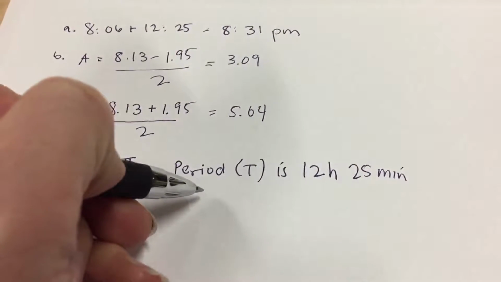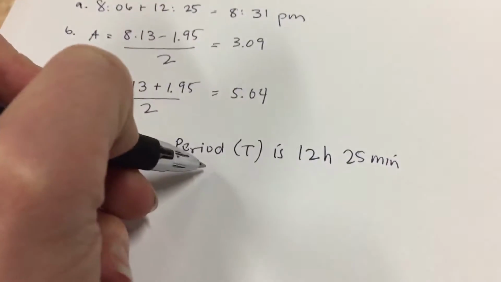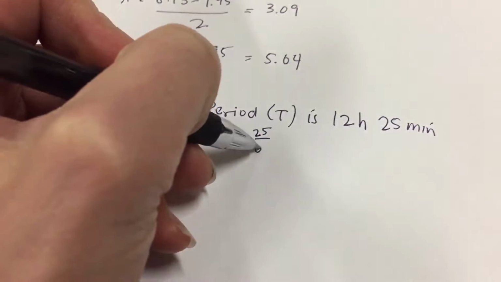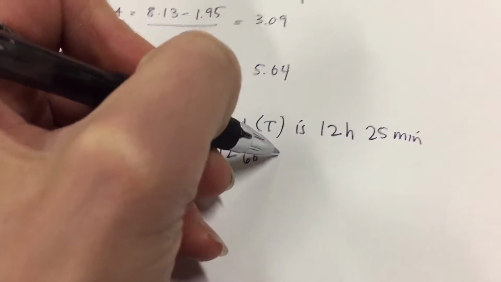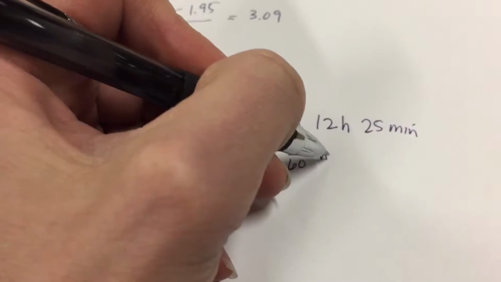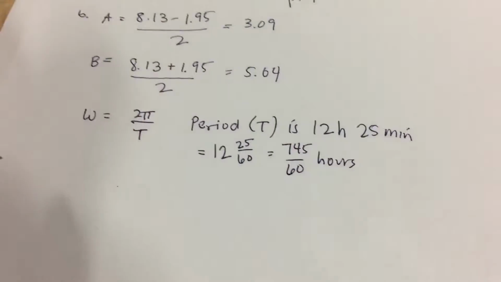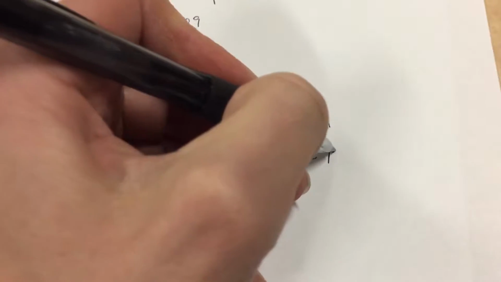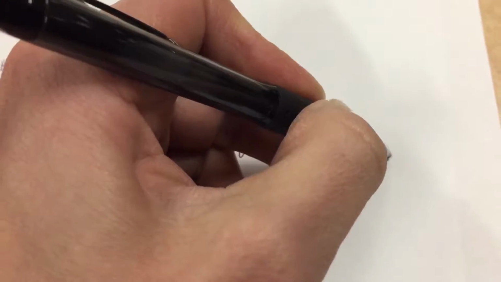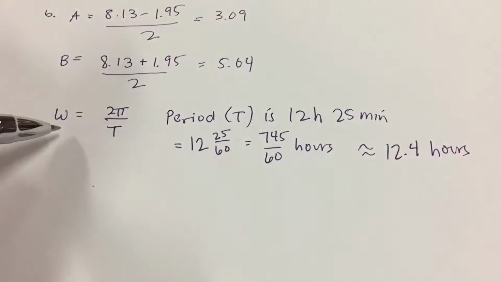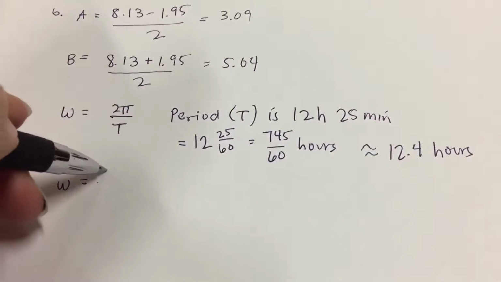So the period is going to be 12 hours and 25/60ths of the remaining hour, which is 745 minutes divided by 60. So that's how many hours the period is. Okay, and then later we're going to use our decimal approximation, not right now, but later on we're going to use about 12.4 hours.